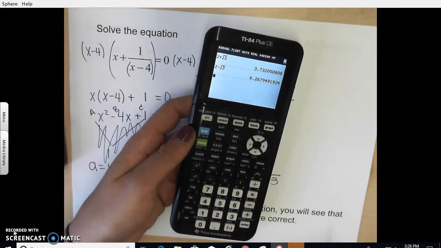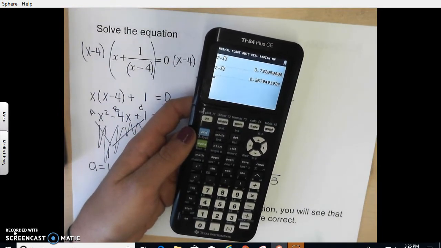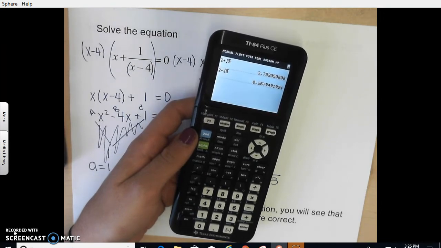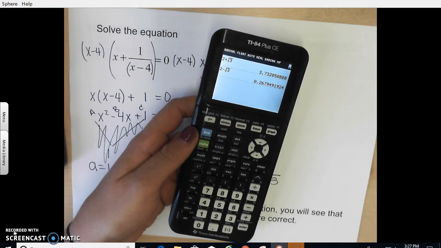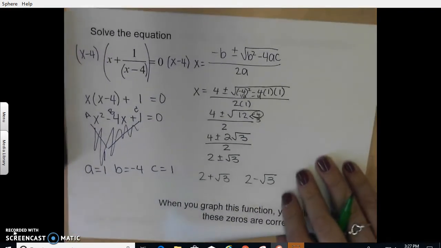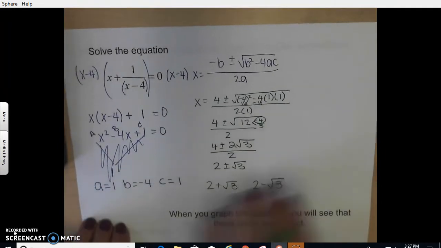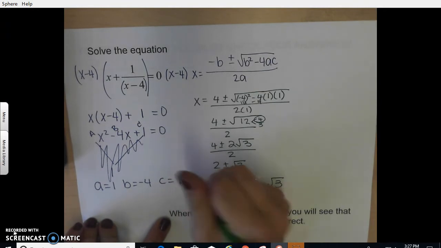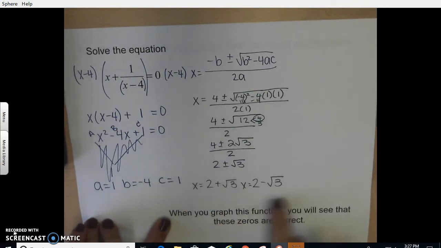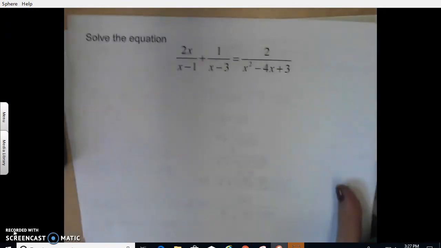To get values of 3.732 and 0.26979. If you were to graph this function, you could see that those are the approximate values. So x is equal to that for our check, so we don't have to plug that in.